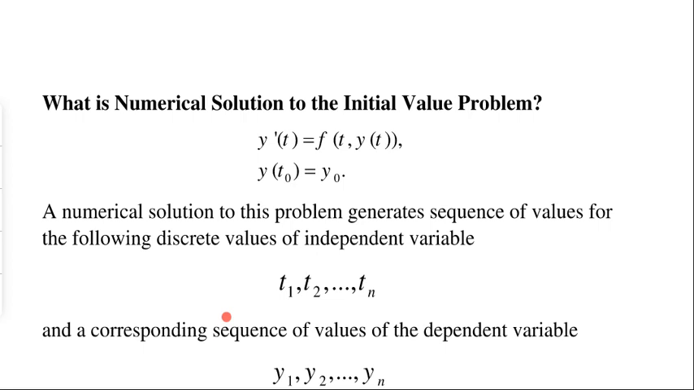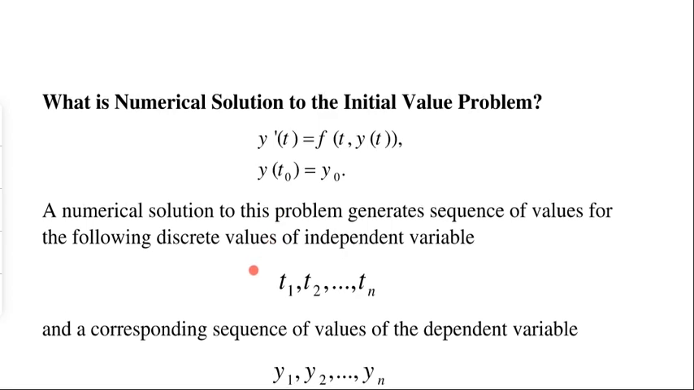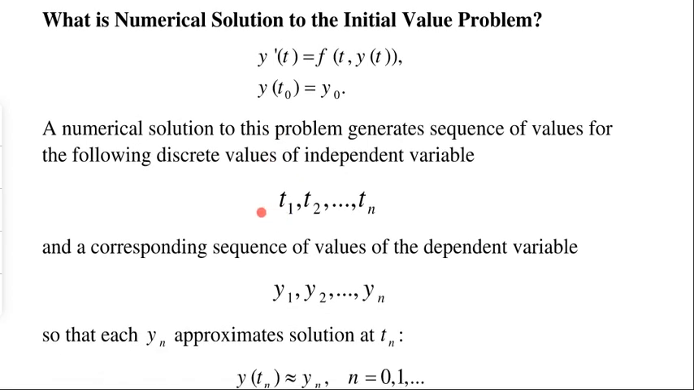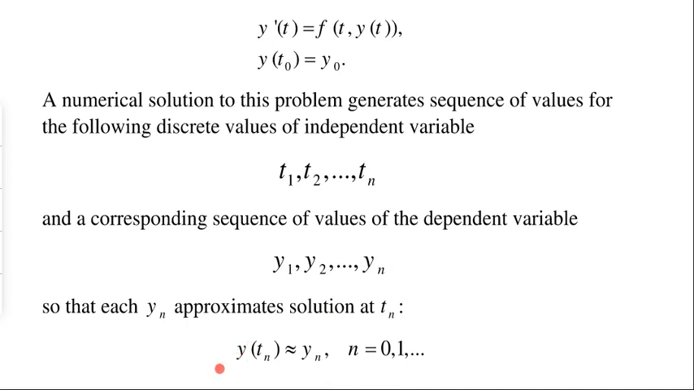I explained that a numerical solution for an initial value problem related to a first order ordinary differential equation can be defined in this form. If we have some discrete time points, we want to obtain some values named y1 to yn, and these values will approximate our unknown function y at these time nodes.